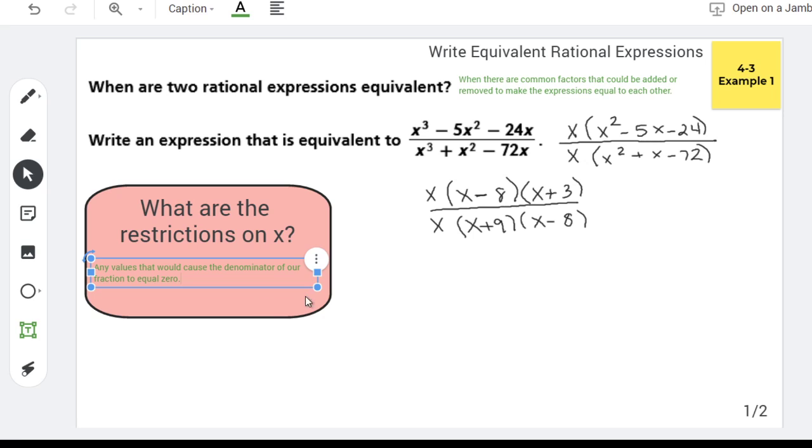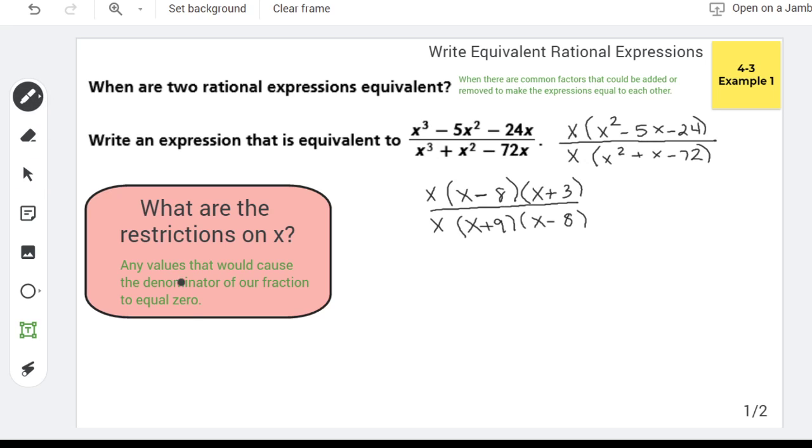Now, it's important that you consider these restrictions on x before you cancel anything out, because once you start canceling things out, those zeros appear to go away. But it's still a restriction on x in the original problem. So in this case, our restrictions on x would be where x equals 0, where x plus 9 equals 0, and where x minus 8 equals 0.